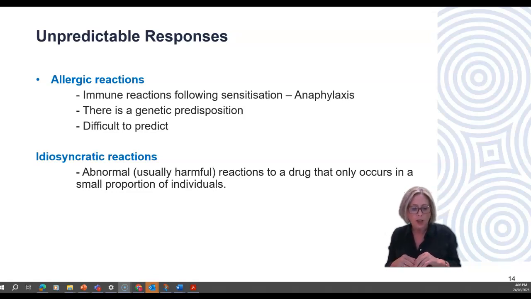And finally, we do have what's known as an idiosyncratic reaction, which is a reaction that occurs for unknown reasons. They are definitely abnormal reactions and they are usually harmful. Thankfully, they only occur in a small proportion of individuals.